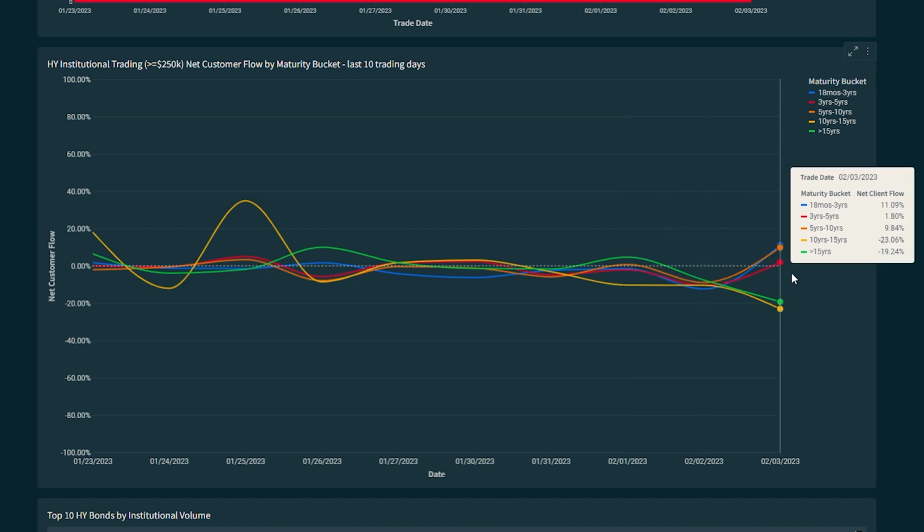This graph clearly shows that towards the end of the 10-day period, more net client selling occurred in the 2 buckets representing 10 to 15 years and 15 years or more.